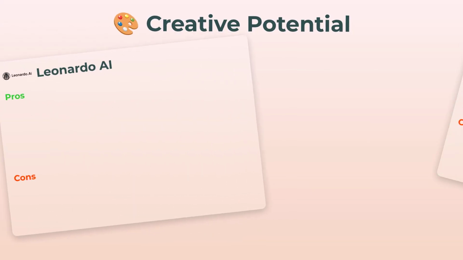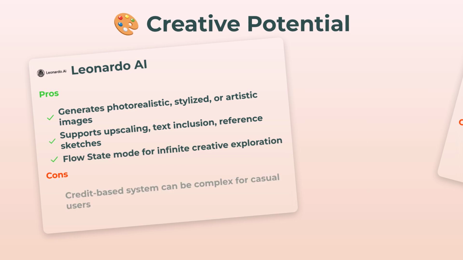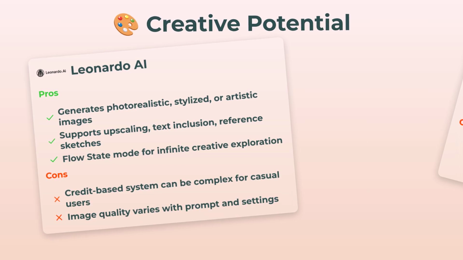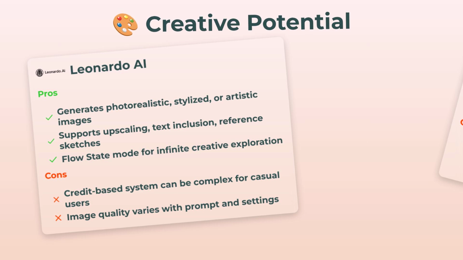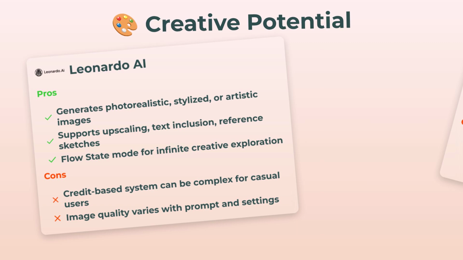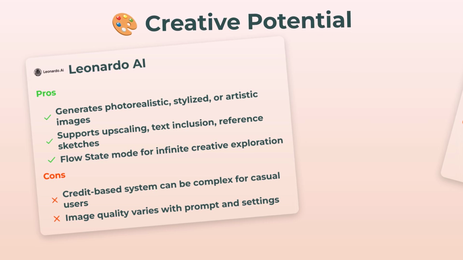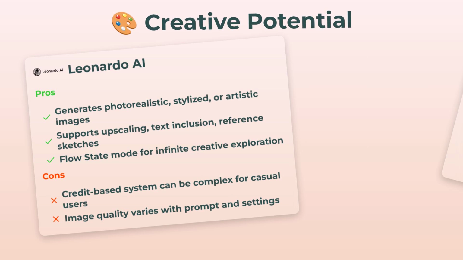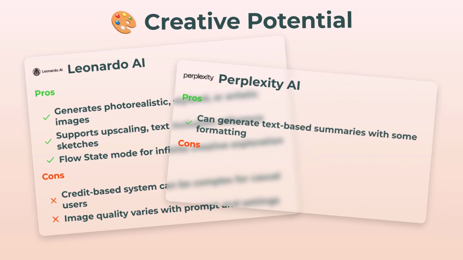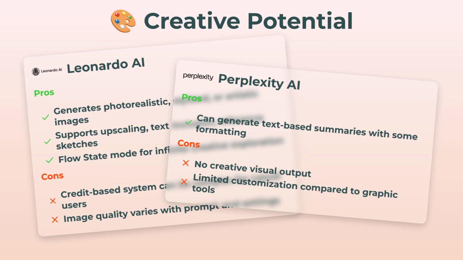Now let's talk creative potential. Leonardo AI is where things get really exciting. It'll generate everything from photorealistic stuff to totally trippy art, even stylized cartoons or concept sketches. You can upscale, add text, work off your own doodles. There's a flow state mode that basically lets you get lost for hours just riffing on ideas, which, warning, is addictive. Credit system can be a little confusing for casual users, and sometimes quality depends on your prompt skills. But when it works, it's wild.